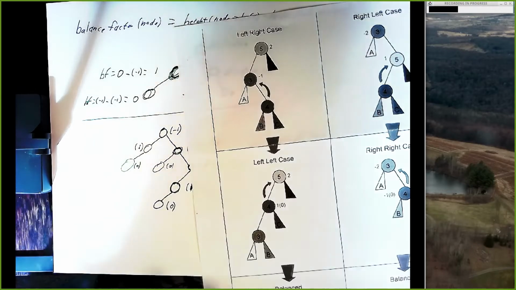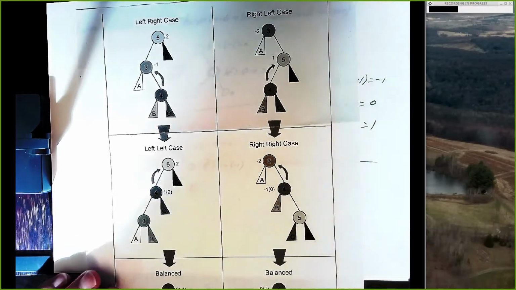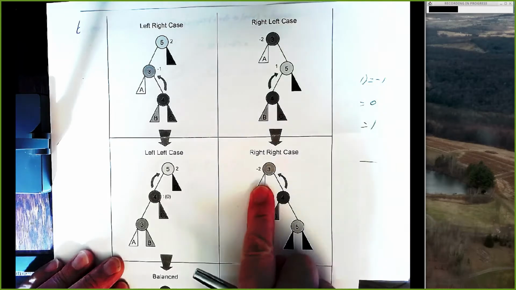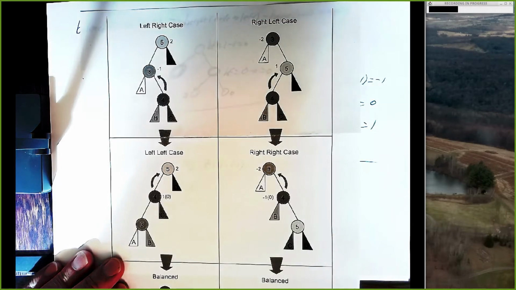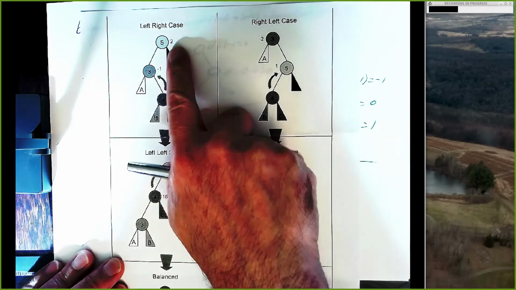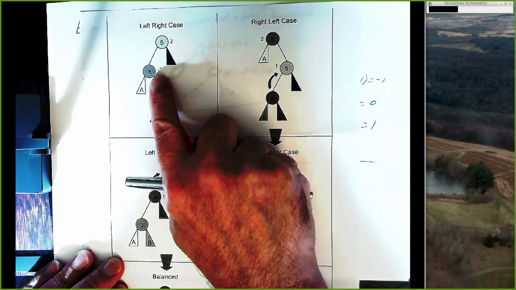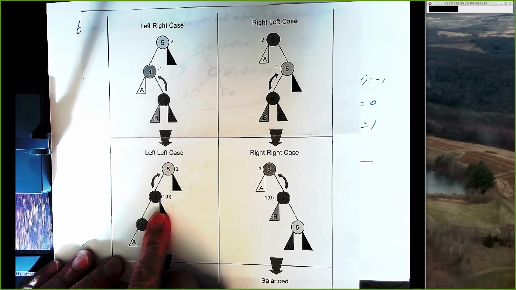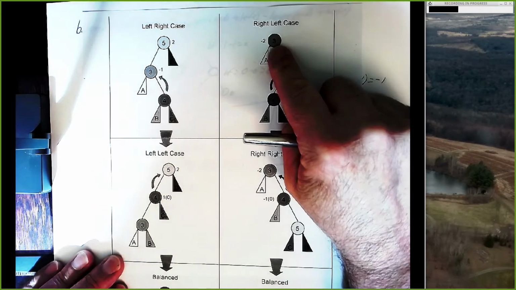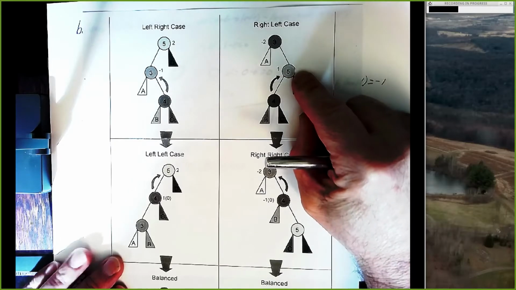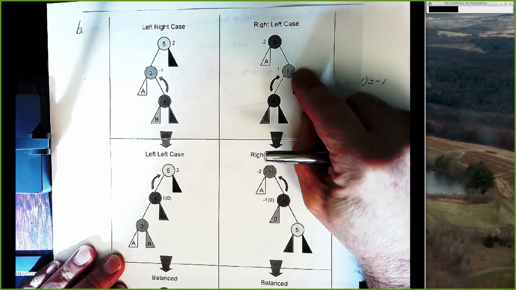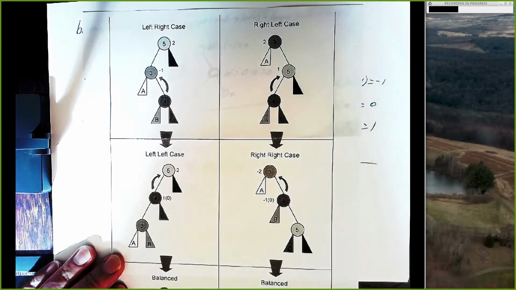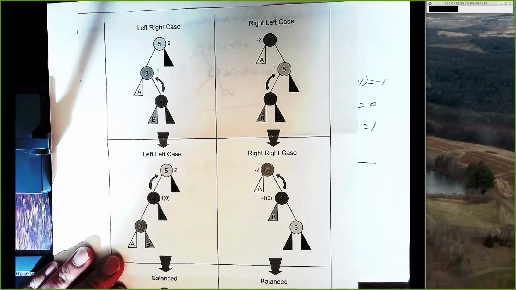And so if we look at our 4 types of adjustments we can make, in each case there's a node with a balance factor of 2 or -2. If we have a node with a balance factor of 2, we check its left child, and it will be either -1 to indicate this case, or it will be 0 or +1 for this case. If we have a node with a balance factor of -2, we look at the right child, and that node will have a balance factor of 1 for this case, 0 or -1 for that case. And those are the only possibilities.